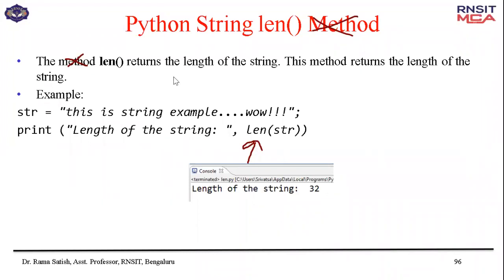Len is a function because it is not associated with the string. You are not writing string.len, you are writing len of str. Since you are writing len of str, it is not a method. It's actually a function. And here also it's a function.